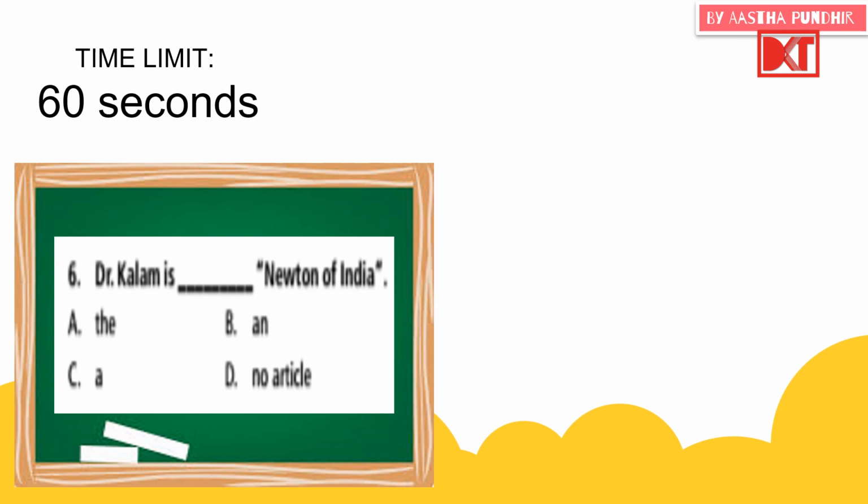Okay, here Dr. Kalam is dash Newton of India. So here the Newton. Now here we are again giving a specific reference. So when we are giving a specific reference to a particular title, right? Here we will be using the definite article the, and also it is in the middle of the sentence. Dr. Kalam is the Newton of India. There is only one Newton of India. All right, only one title. So the.